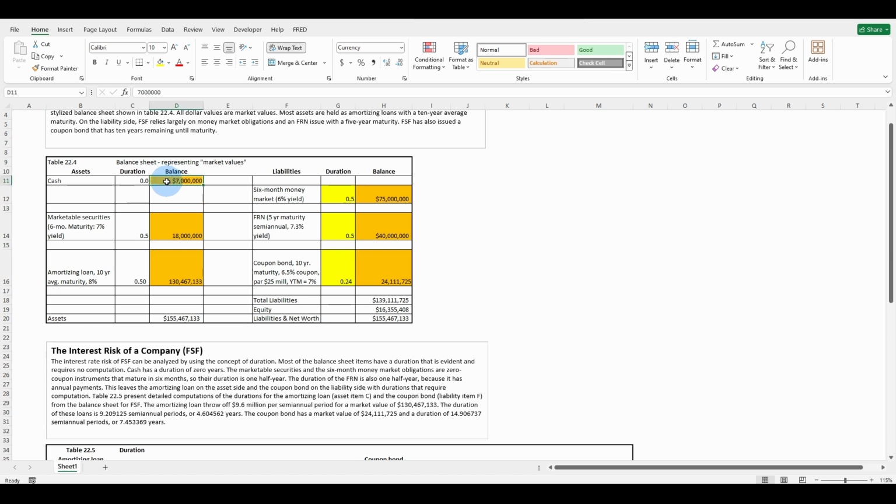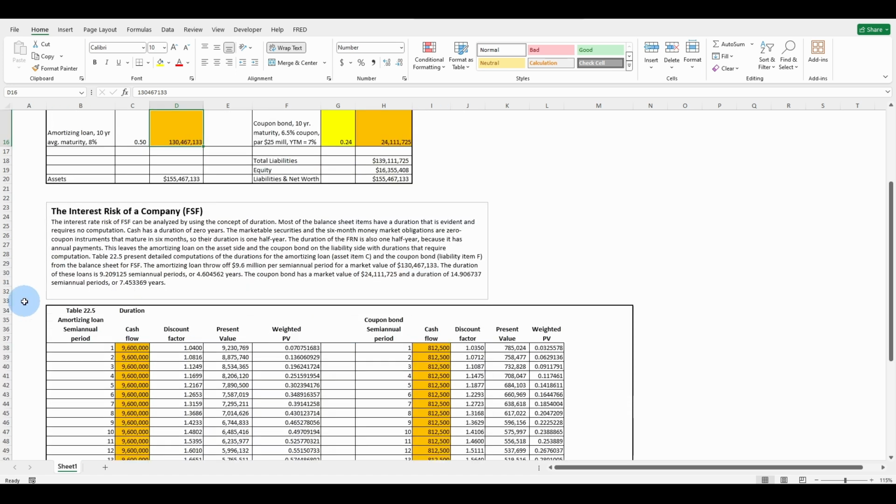We have cash, marketable securities on the asset side, and amortizing loans, which represent the majority of assets. Liabilities, considerable money market funds. FRN represents about 20%, and then coupon bond, another 20% of the portfolio. The interest rate risk of a company. The interest rate risk of FSF can be analyzed by using duration.